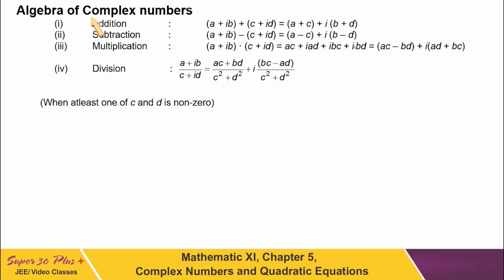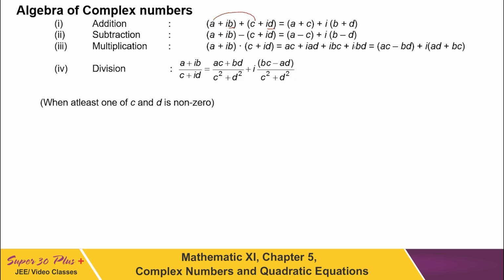Students, what is the algebra of a complex number? As we know, in algebra, we study addition, subtraction, multiplication and division. In the case of complex numbers, addition is like this. We have to add the real part of the first complex number to the real part of the second, and the imaginary part of the first to the imaginary part of the second. And similarly, subtraction takes place.